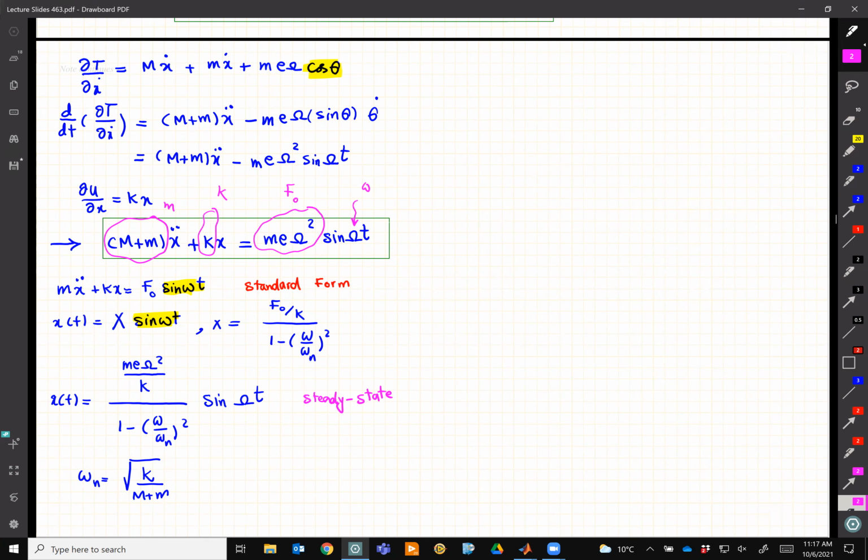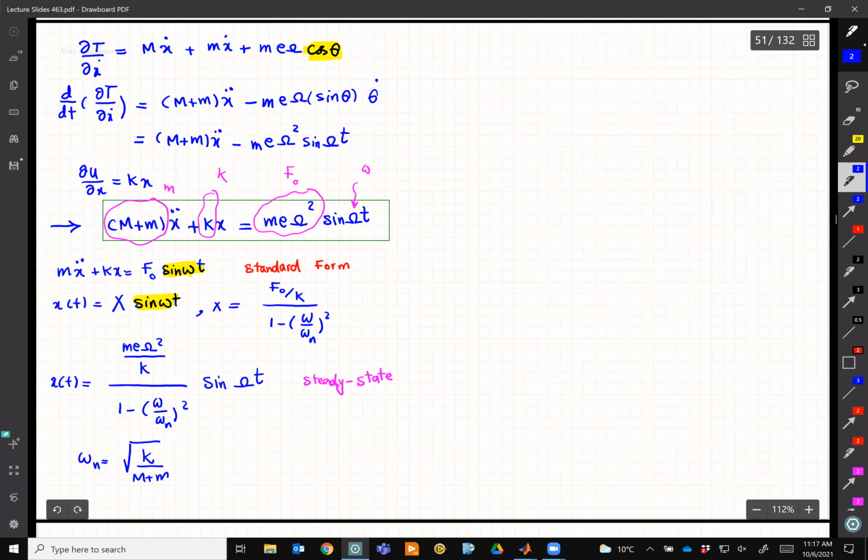Now, some questions may ask that we want the full solution. If the question asks for the full solution, then x(t) has the steady state response, usually shown as xp(t), okay? So it is xp(t) plus 2 more terms, a cosine omega n t plus b sine omega n t.